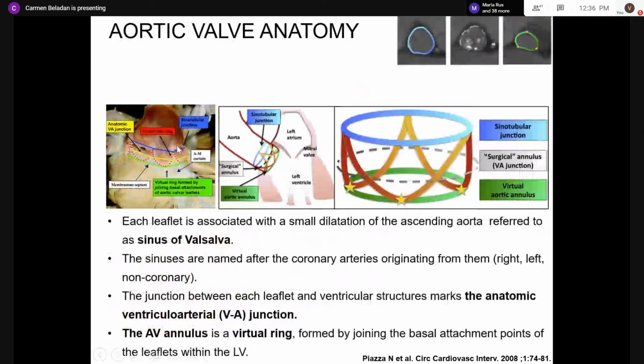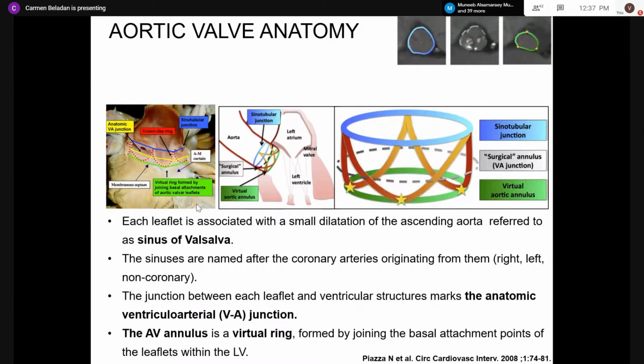Here you can see the three semilunar leaflets and the sinuses of Valsalva. So each leaflet is associated with a small dilation of the ascending aorta, referred to as sinus of Valsalva. The sinuses are named after the coronary arteries originating from them, right, left, and there is a sinus without a corresponding coronary, which is the non-coronary sinus.